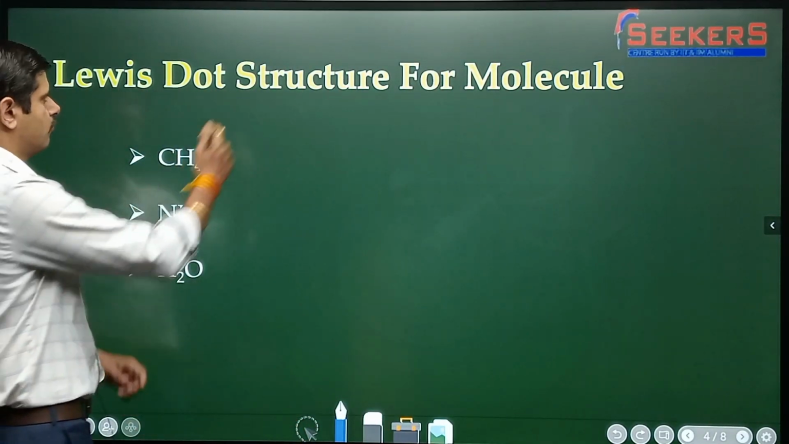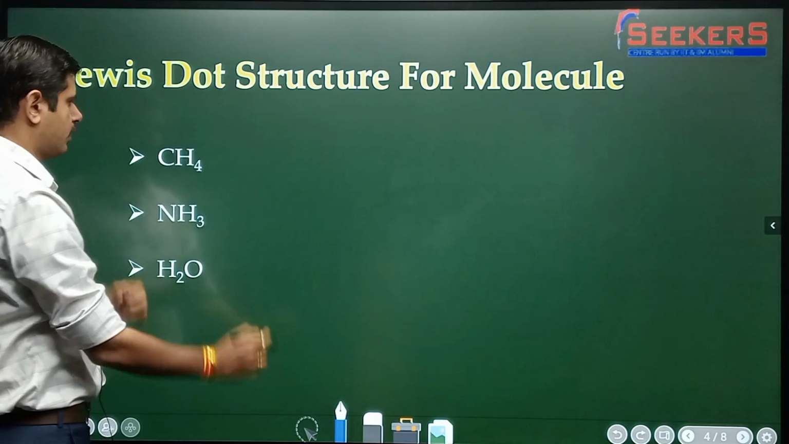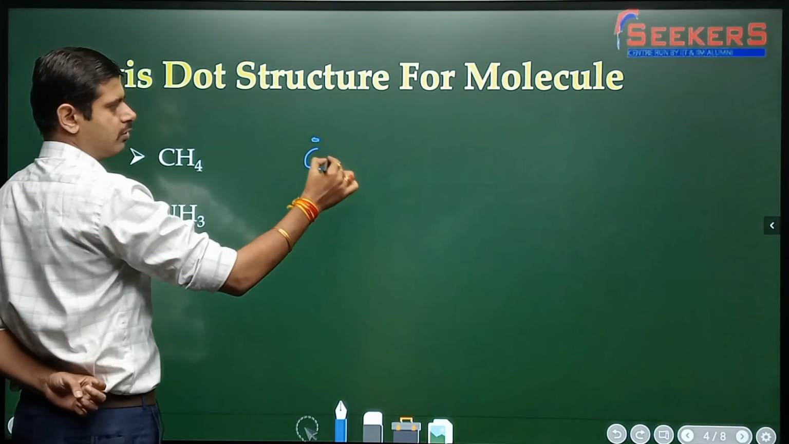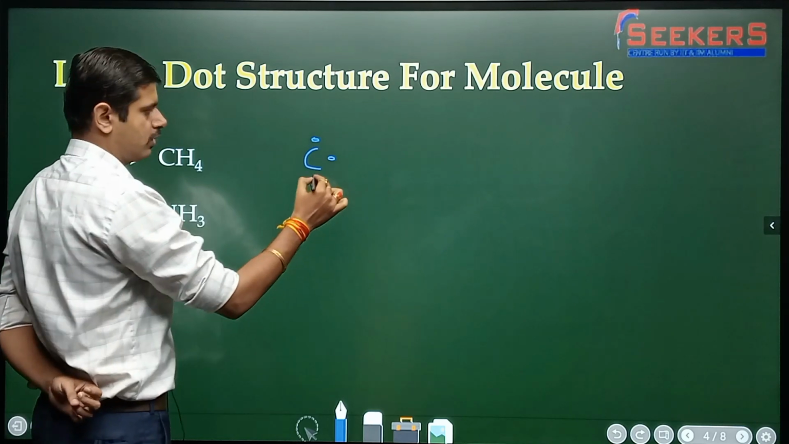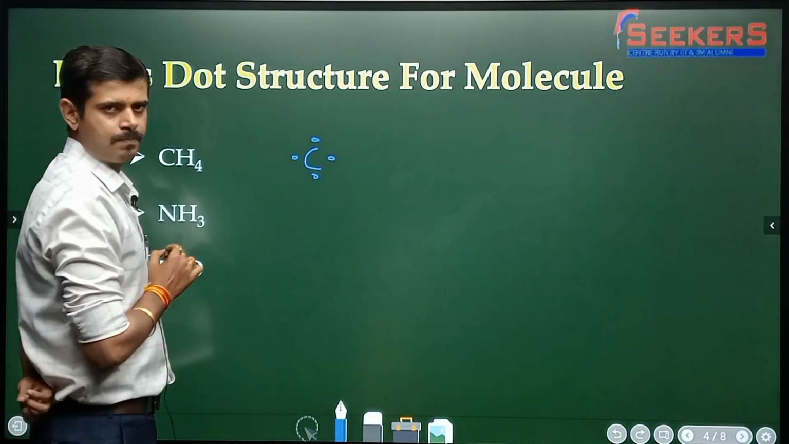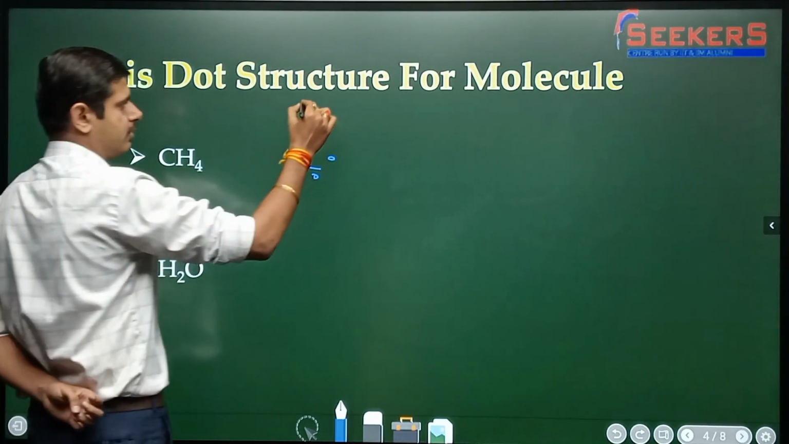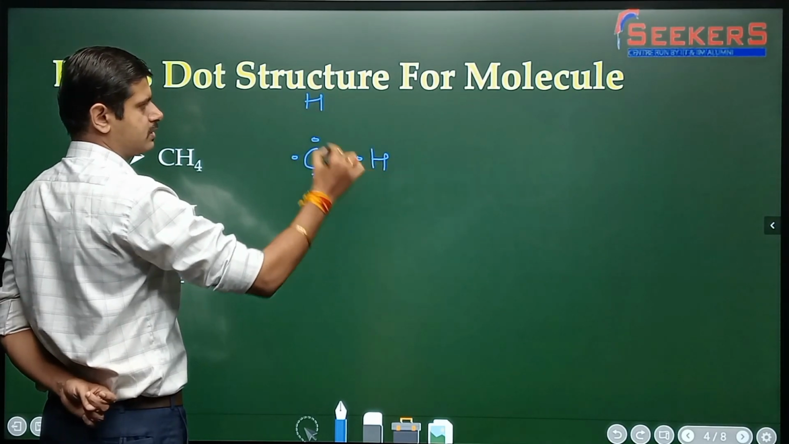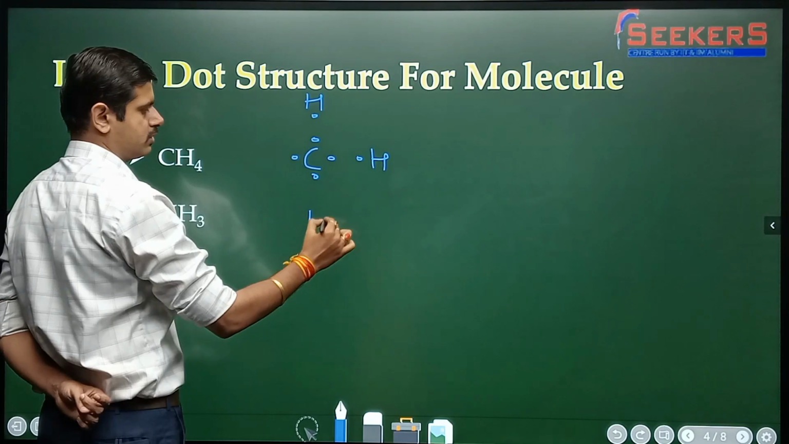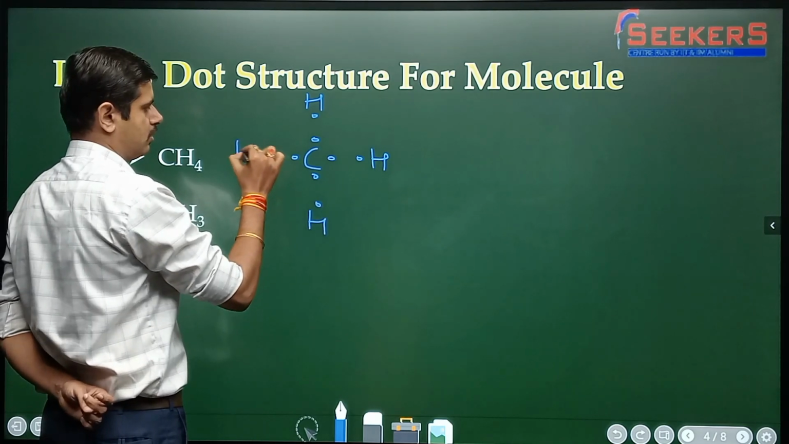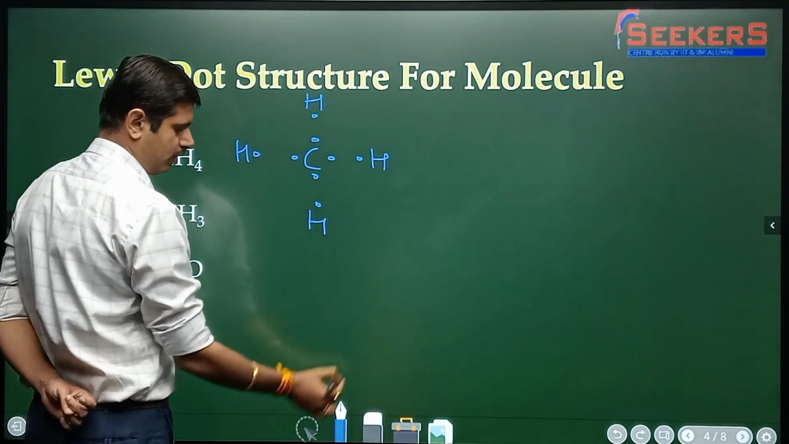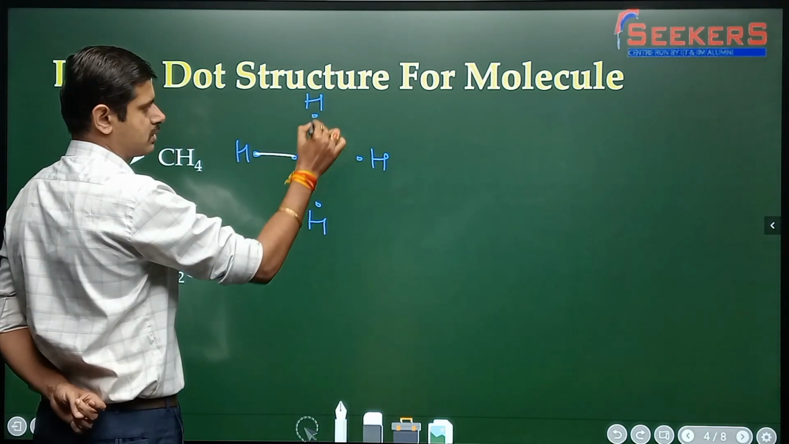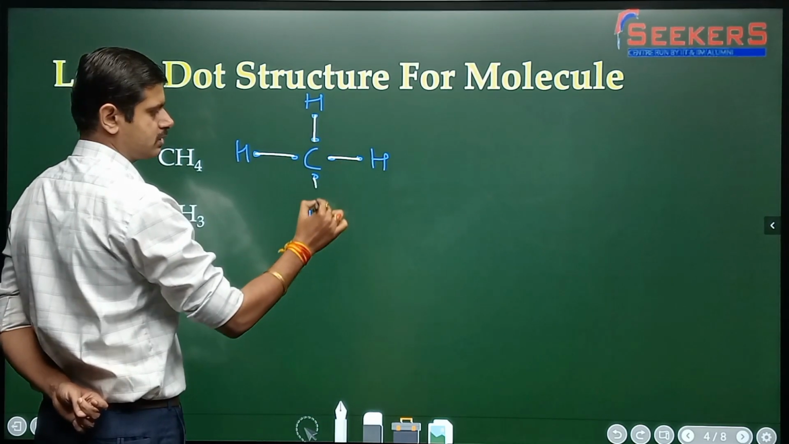Clear? Now Lewis dot structure for a molecule. Now carbon. See, carbon we can draw. How many electrons are there? There are 4 electrons: 1, 2, 3 and 4. We have a hydrogen over here. This hydrogen always has a single dot electron. Clear? Now how do we form? This is one bond, this is another bond, this is another bond, this is another bond.